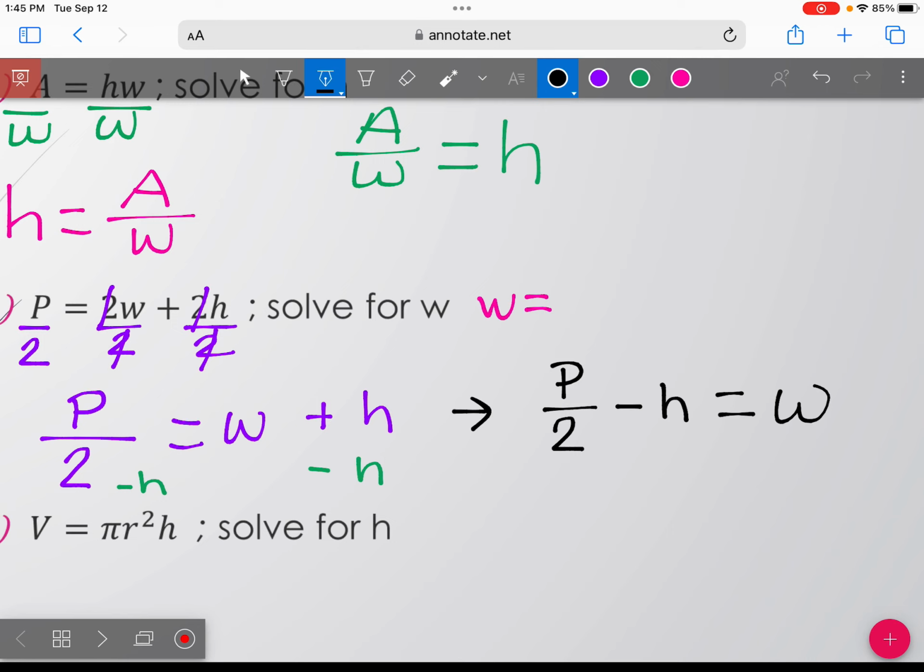Be really, really careful. I know it looks like I wrote the H with the 2 down here. I didn't. I was subtracting H from the side. Do not write it as P over 2 minus H. It's P over 2, minus H. So this is, again, a questionably functional equation, because what we have here is the formula for perimeter in terms of the width. The perimeter of a rectangle is twice the width plus twice the height.